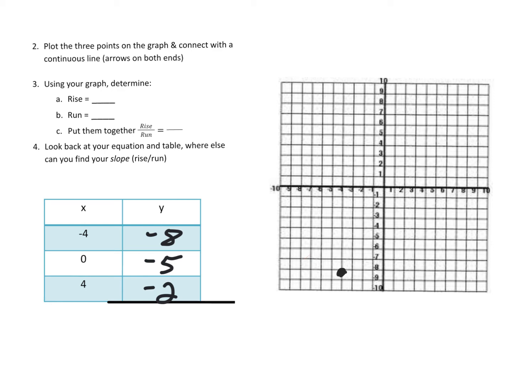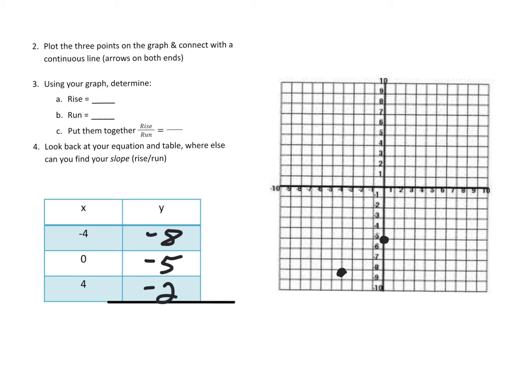Then we have another point at 0, -5. Well, 0 as an input value means we don't go right or left, okay? We just stay on the y-axis, but we go down to -5 on this one. We input a 0, we got a -5. All right, so I'm gonna put a point at 0, -5, okay?